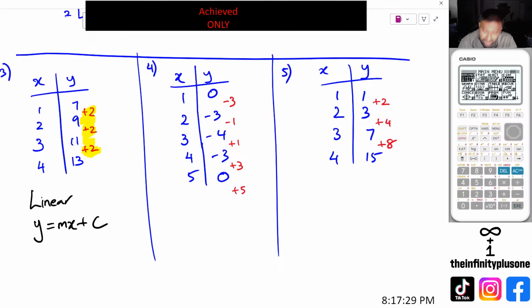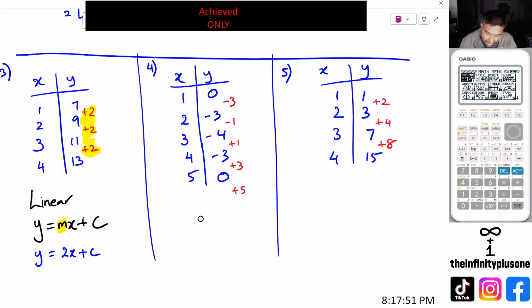But what you need to know is the +2 that you found, that is what this little m is going to be. So you can rewrite this as y is equal to 2x plus c. Now, if you want to figure out what the c value is, the easiest way to do it is look at your table and go all the way back to 0.